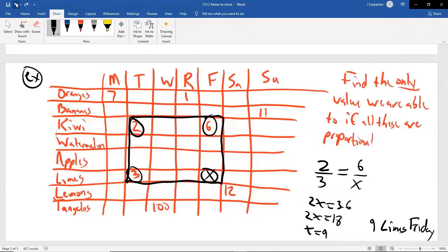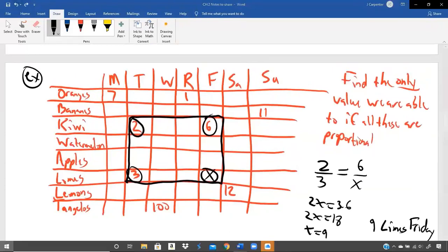There can be multiple ways to find a box, especially if you've got more numbers up here. It's not always just one way. It's just this example, I made it so there was only one way. All right, and that is it for the notes to share. Let's go back over to the guided worksheet.